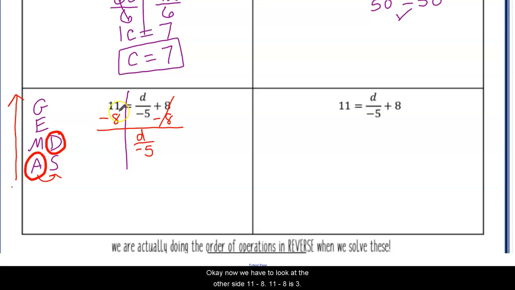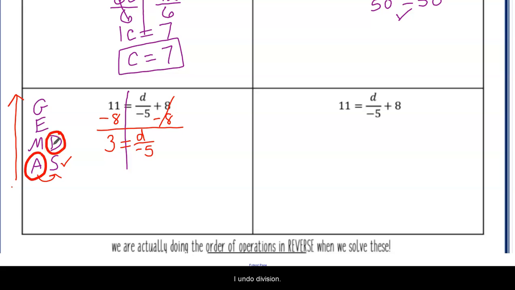Okay, now we have to look at the other side. 11 minus 8. 11 minus 8 is 3. So right now I have 3 is equal to d divided by negative 5. So I undid my addition with subtraction. Now I'm going to undo my division.